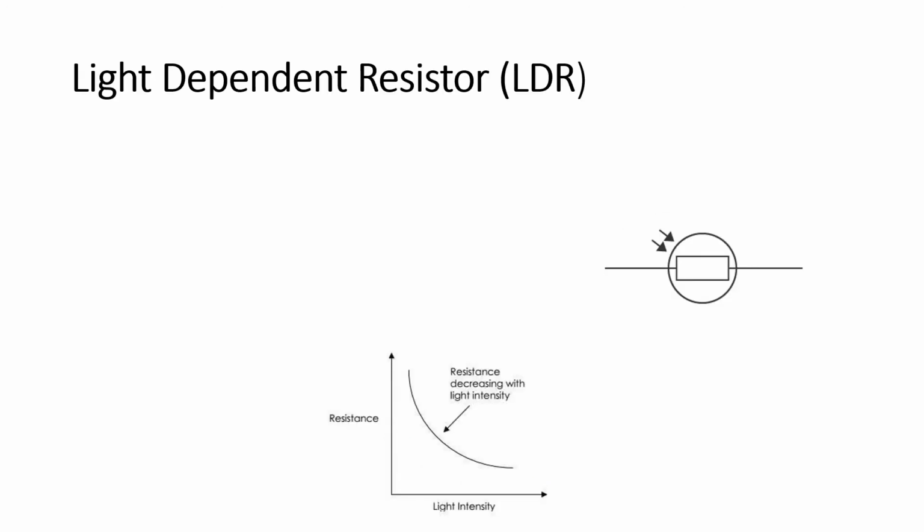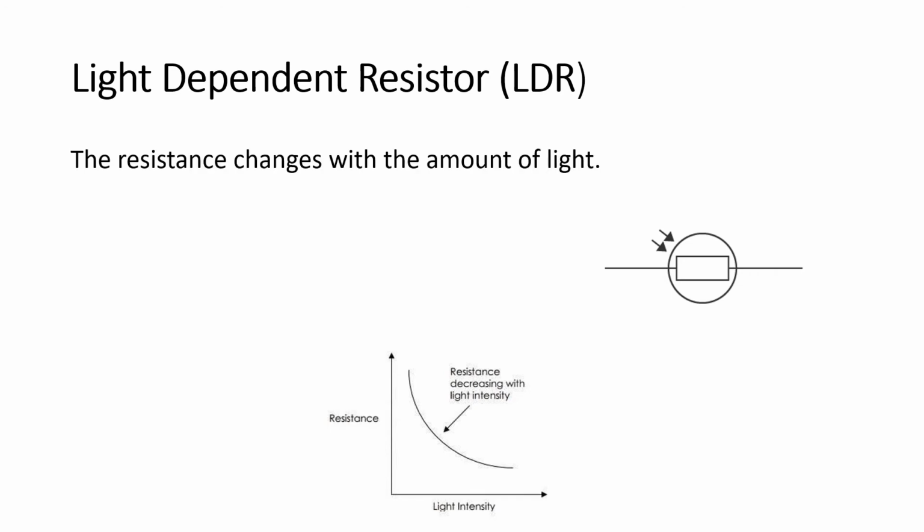Another device you need to know is a light-dependent resistor. Here, the resistance changes with the amount of light. So when it's bright, it has low resistance, and when it's dark, it has high resistance. Again, notice the graph and the symbol for this device.